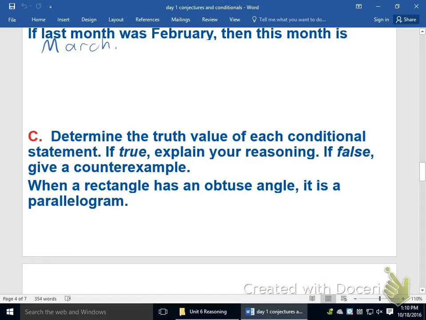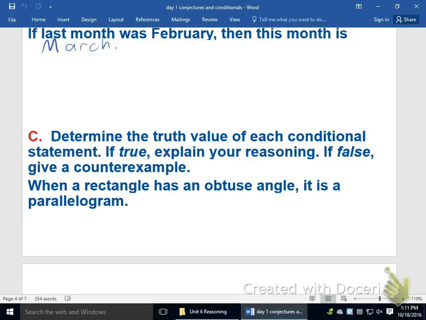Now, part C is the tail kicker. Okay? So y'all have probably gotten a pretty decent feel for this. Let's go ahead and take a look at this last one. When a rectangle has an obtuse angle, it is a parallelogram. Now, some people will cue into this obtuse angle and say, wait a minute, a rectangle cannot have an obtuse angle. So they're wanting to say that this statement is false.